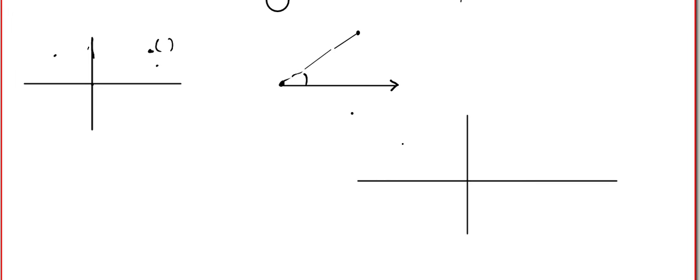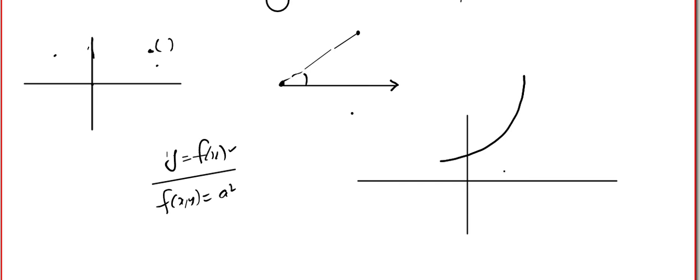Suppose we have a function in the Cartesian coordinate system, y is equal to f of x, or the implicit form f of x y equal to a squared. So either explicit or implicit. Now let's say the graph looks like this. Now look at this. In the Cartesian system, for example, if I consider this particular point, the name of the point will be x comma y. Now look at this. I am going to draw a tangent at the point.